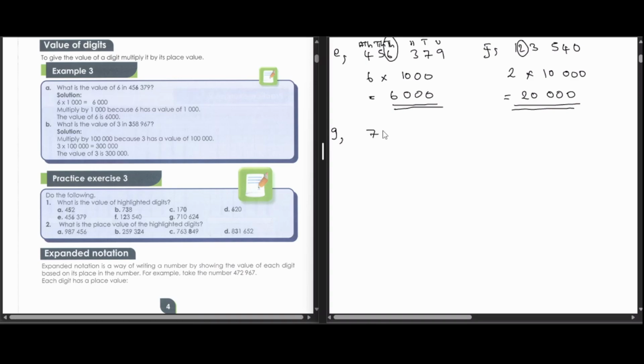G it's 710,624. 4 ndo ari highlighted, ari under units. So 4 times 1 is equal to 4. The value of 4 ndi 4. Like that. So ndo maitiro atinozviita.